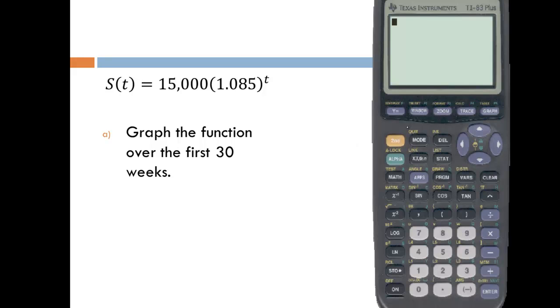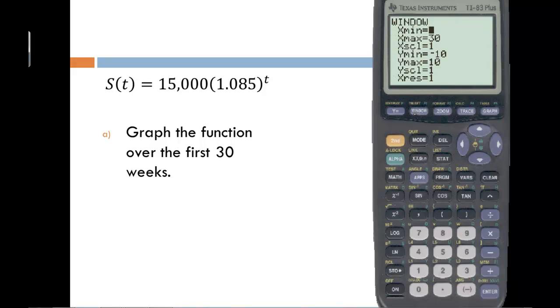So let's graph the function over the first 30 weeks. If we go to the y equals screen, I've already typed in our formula, and we use x instead of t. If we go to the window, we want to do it for the first 30 weeks, so x min is 0 and x max is 30. And then we can do zoom, and easiest is just to do zoom fit.